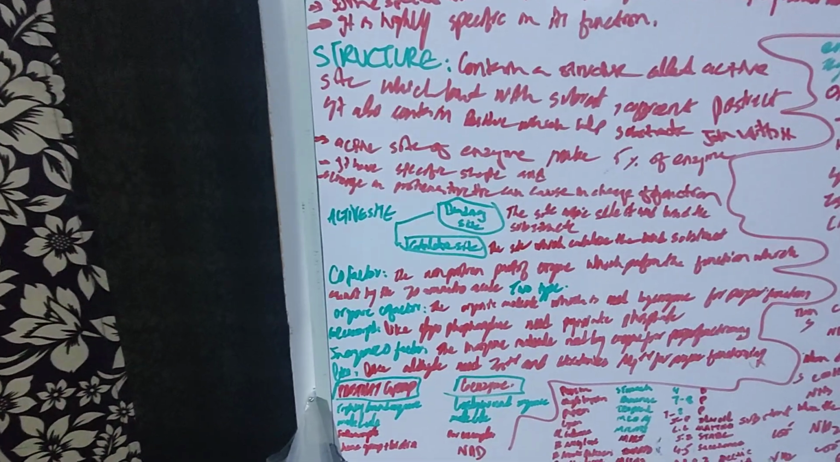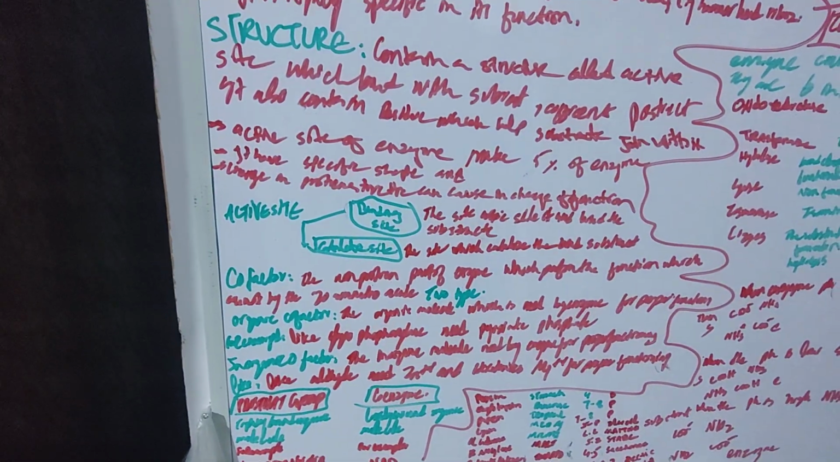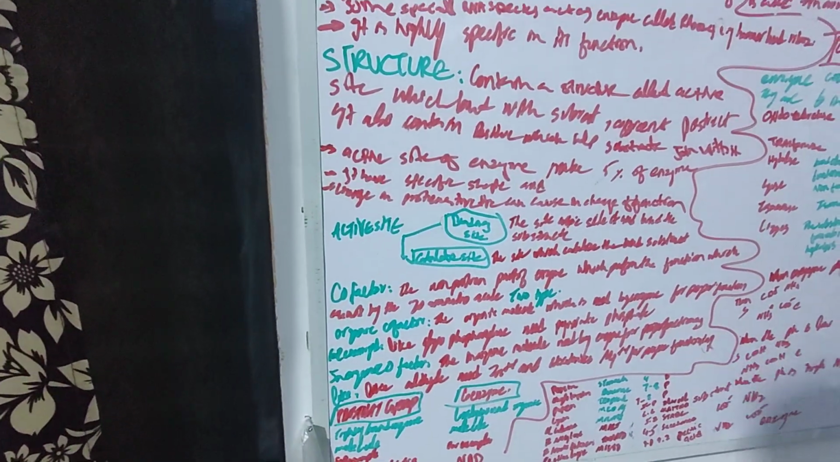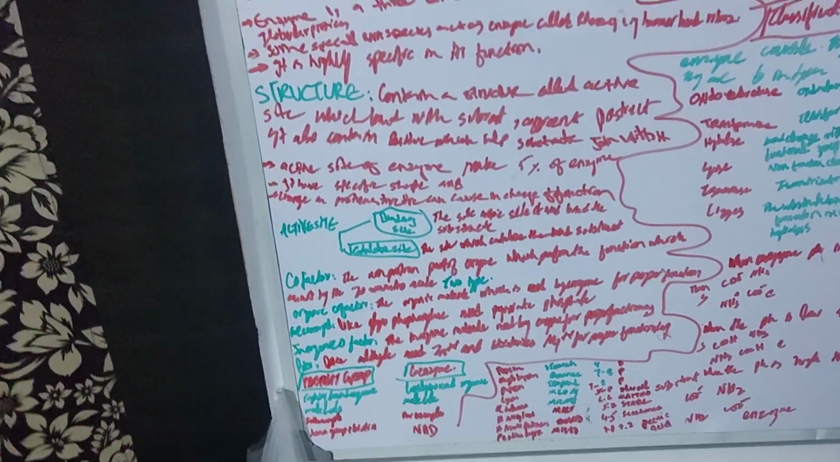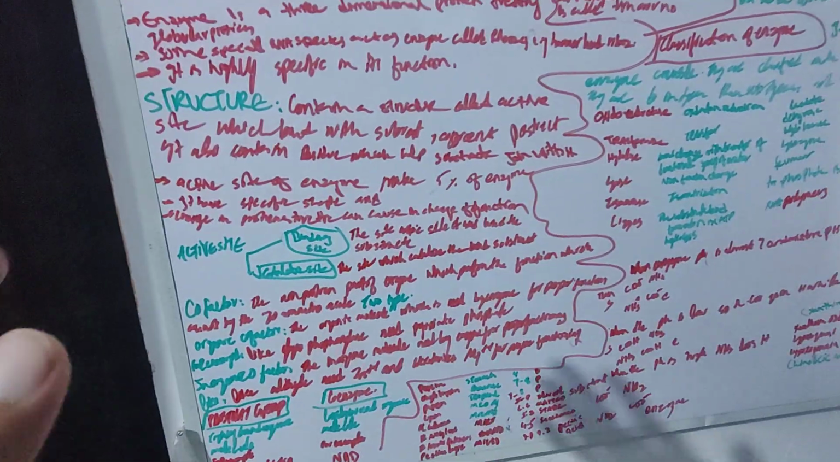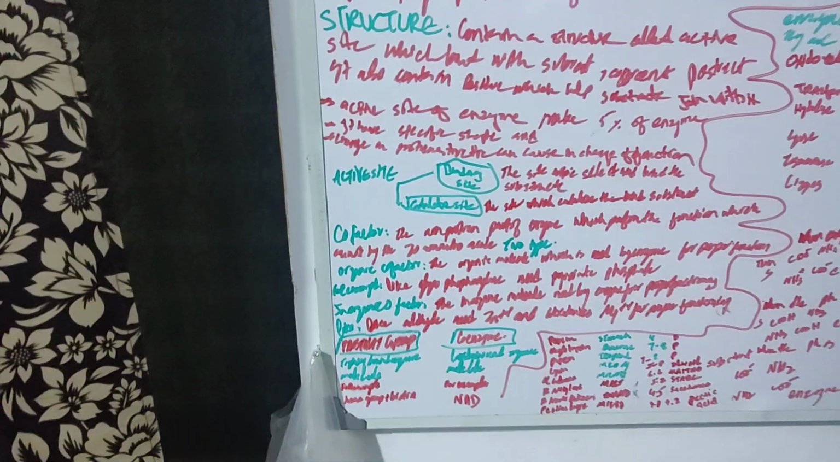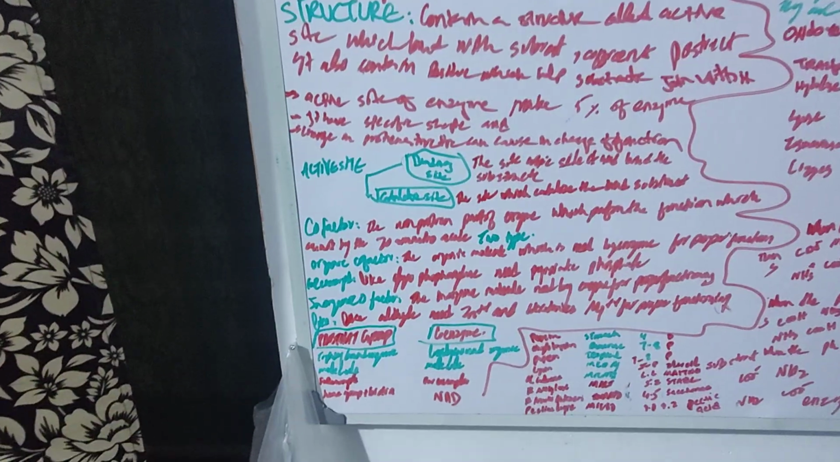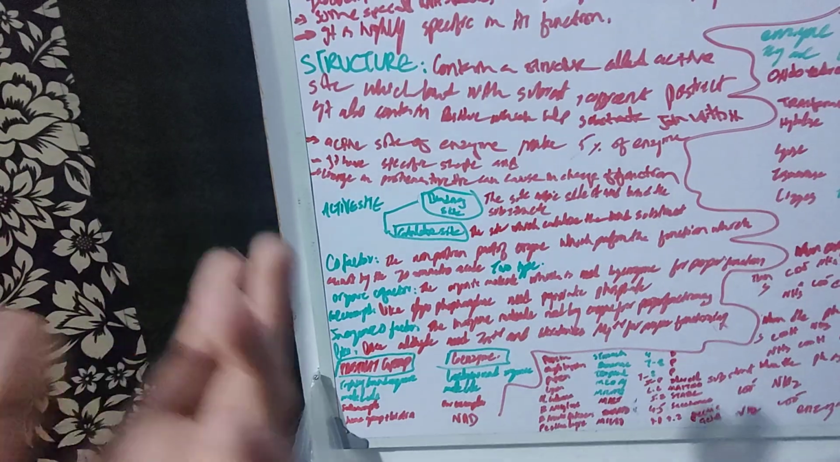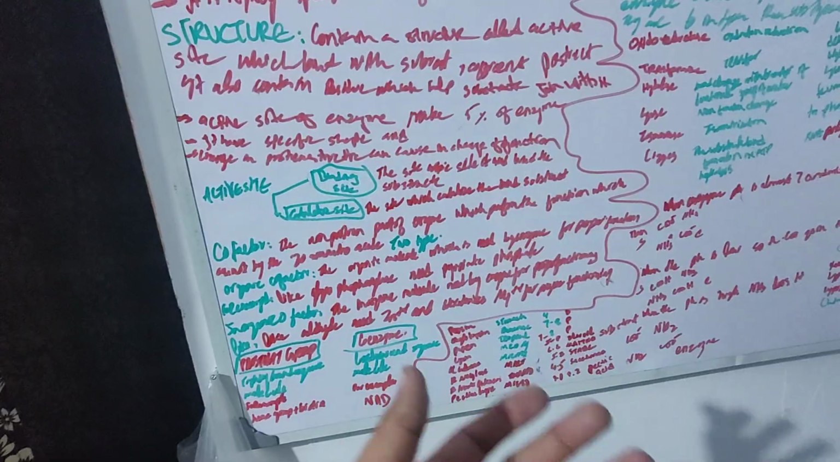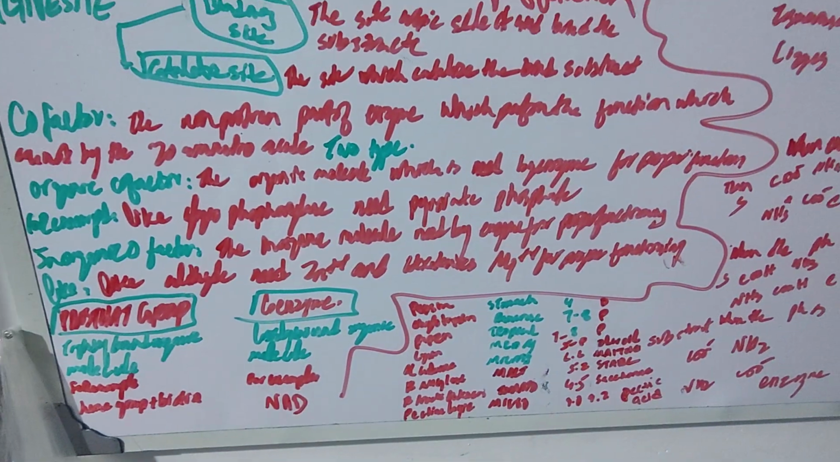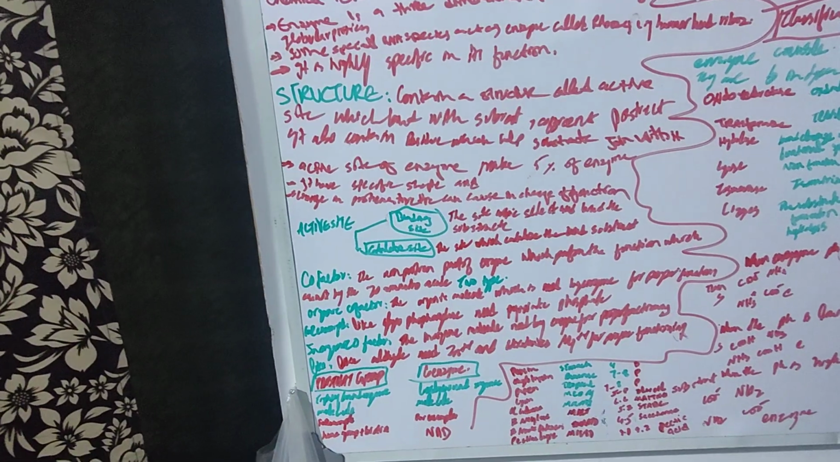Cofactor is the non-protein part of the enzyme, which performs the function which cannot be performed by the 20 amino acids. There are two types of cofactor: organic cofactor and inorganic cofactor. Organic cofactors are the organic molecules which are essential for the proper functioning of the enzyme.